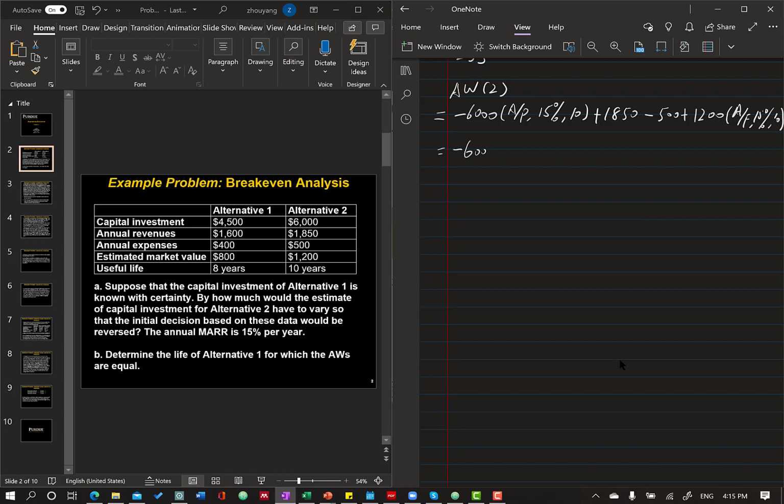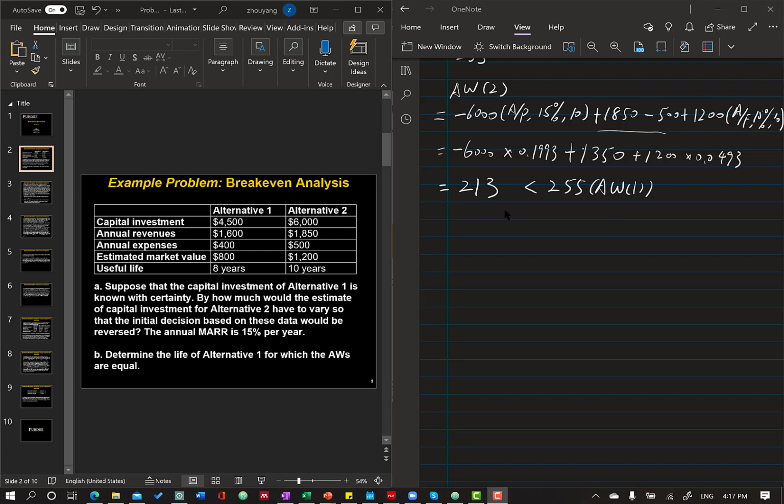So minus 6,000 times 0.1993, plus, so these together would be 1,350, and the last piece, that's 1,200 times 0.0493, and we will get this number, that's 213, and that's indeed less than the 255, which is the annual worth of alternative 1.